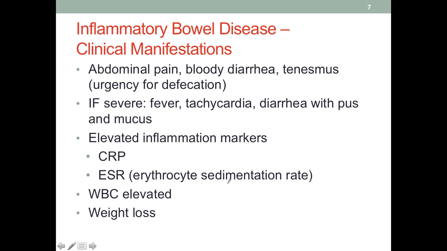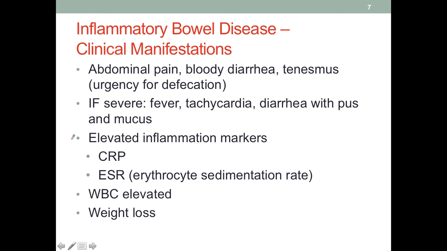In severe cases, patients may have a fever, they may experience increased heart rate, tachycardia, and the loose stool of diarrhea may have pus and mucus in it. These are all related to the destruction of the tissue.